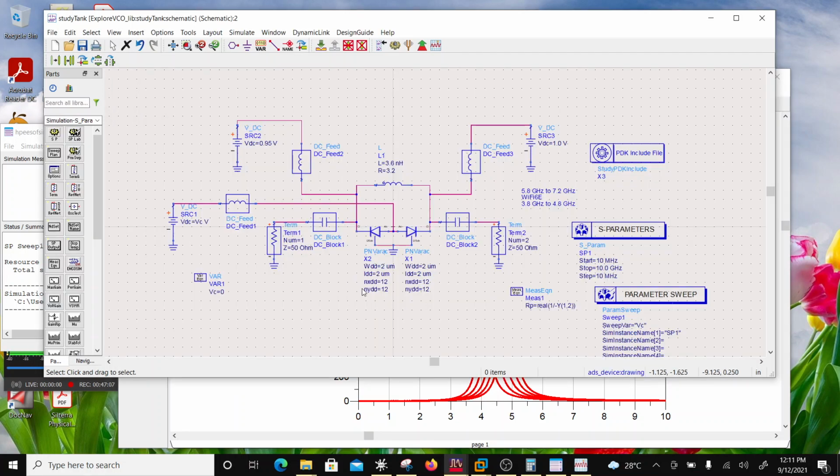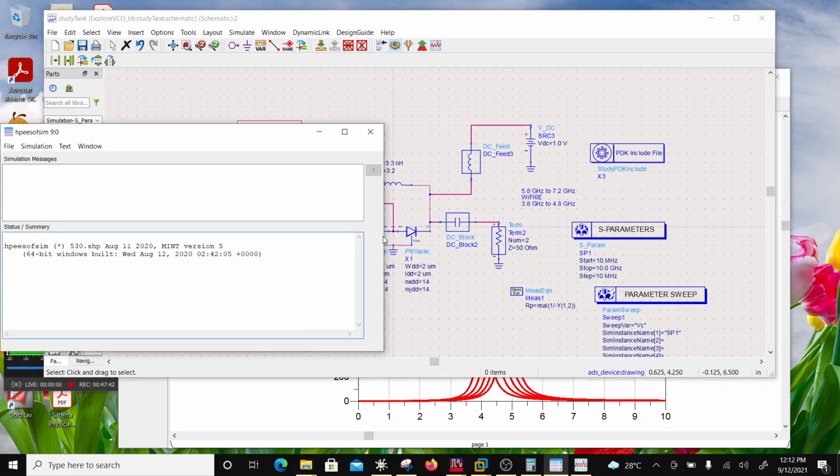So to improve the tuning range, I can lower this a little. Let's say I want this to be 3.4 or 3.3, and this I want to increase to 14 and 14, and this will drastically bring down the parallel resistance or increase the loss. But I am ready to live with that for the sake of tuning range, right? So now I simulate this again.